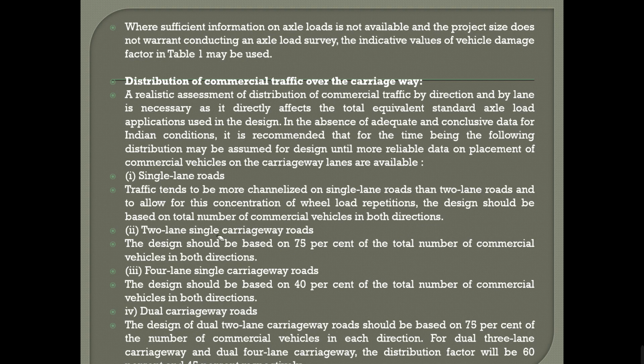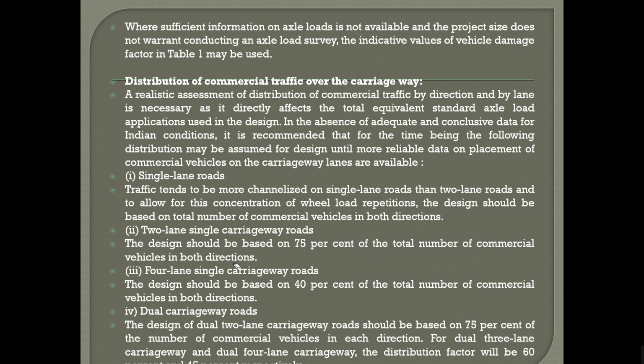Okay, so what about two lane single carriageway roads? The design should be based on 75% of the total number of commercial vehicles in both directions. So for two lanes, for designing the national highway, what percentage of traffic are you going to consider for designing the thickness of flexible pavement? It is only 75%. Suppose there are 100 vehicles trying to move, then 75 vehicles are responsible for damaging the road surface, especially if it is a 2-lane road.